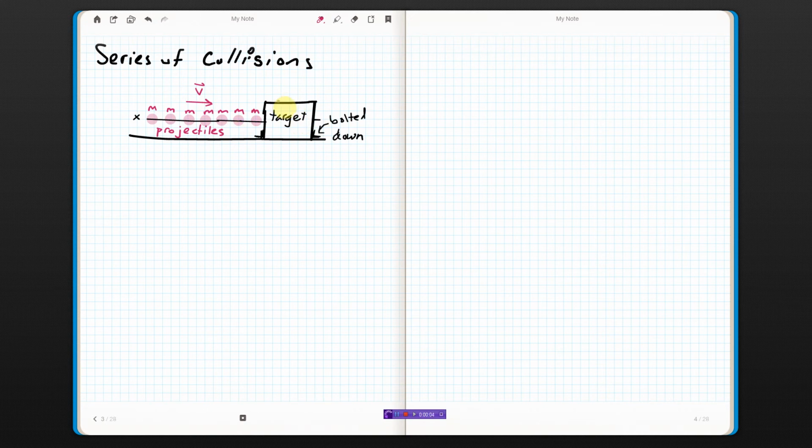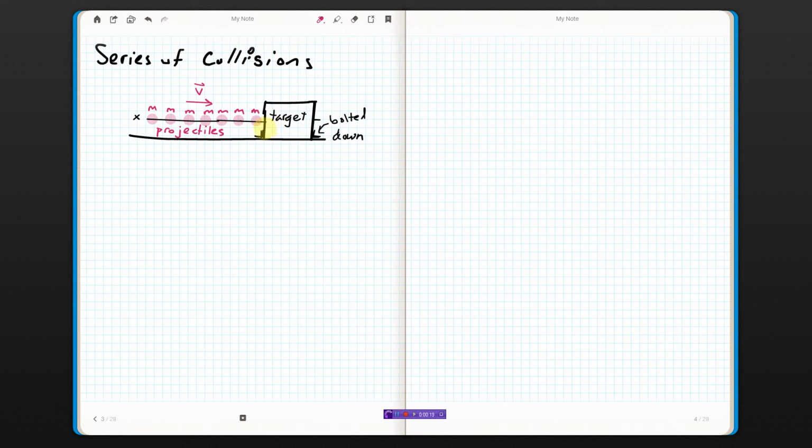Alright, this is something we didn't do last year. What if we had a whole bunch of projectiles hitting something? So, like bullets hitting a target, for instance. What if, every time it hits, you get some force, right?